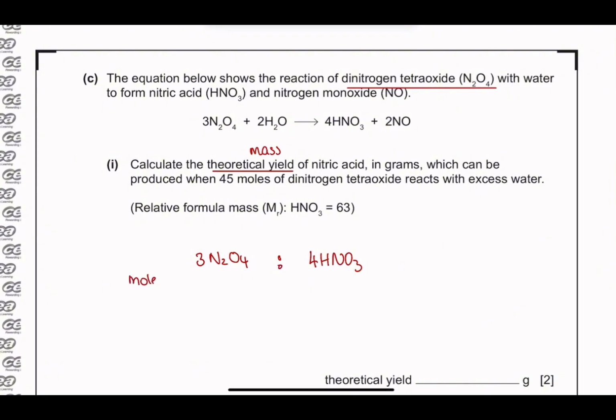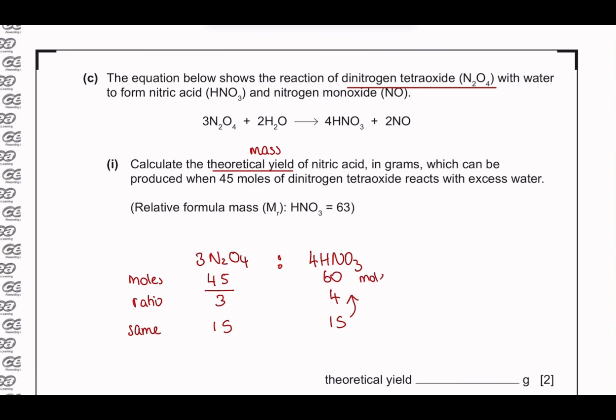So what we have is we know that there's 45 moles. The ratio is 3. So 45 divided by 3 gives me 15. You keep that number the same along the bottom. The ratio up is 4. So go up the way as you multiply, gives me 60.